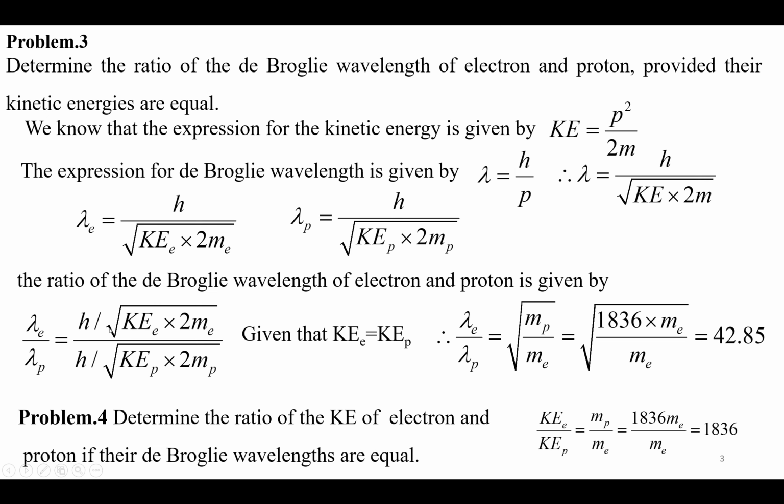We have calculated this already. So lambda E divided by lambda P becomes 1. So both are equal now. So use the same expression and we will have kinetic energy E divided by kinetic energy P, where E stands for electron and P stands for proton, which is equal to, using the same formula, mp divided by me. And of course mp is given as 1836 multiplied by me, divided by me. So me will cancel, we will have 1836. So this is the ratio of the kinetic energies of the electron and the proton.